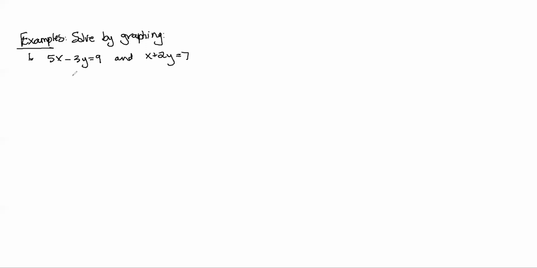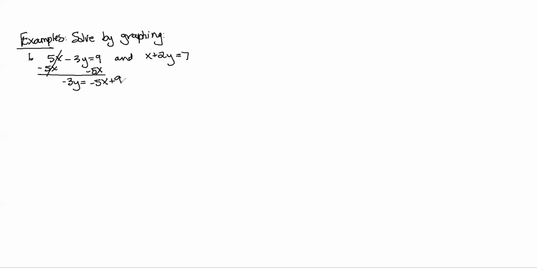So the first thing we want to do here so that we can graph is get both of these into the y equals mx plus b form, so we don't have to plug in points. I'm going to go ahead and do that on both of these. On the left side, I'll subtract 5x. So we get negative 3y equals negative 5x plus 9.